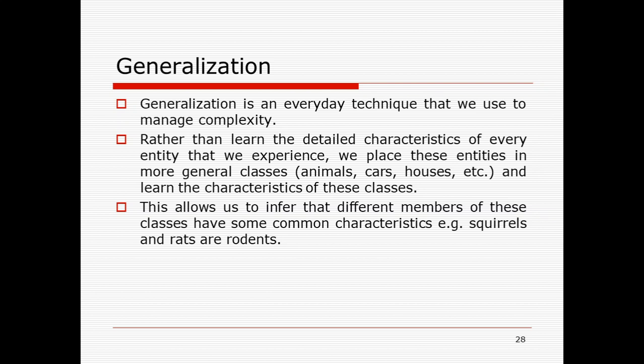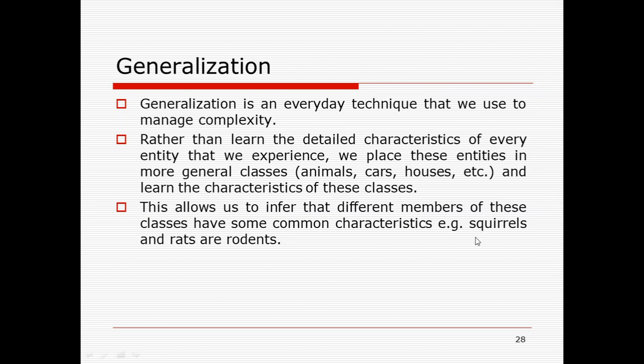For example, as you see here in this example, squirrels and rats are rodents. So rodents is the generalized class. It is a generalization from which the squirrels class and the rats class derive some properties of the rodents, and add to it some specific characteristics of their specific classes.